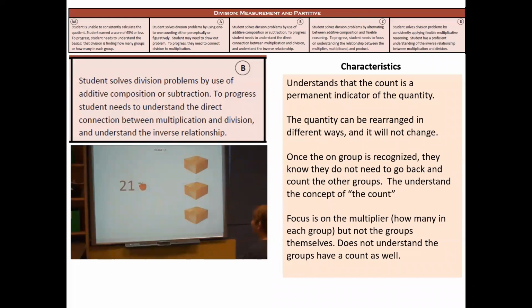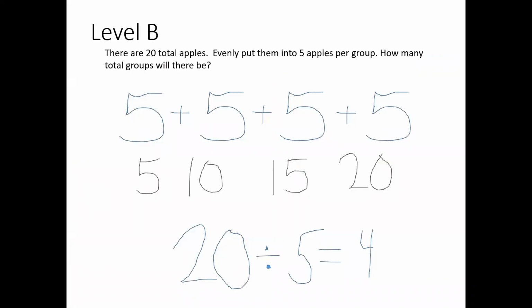Okay, and that's what level B looks like. And again, a student who's functioning at level B, when they're given 20 total apples, you can put them into 5 apples per group. How many will there be? They'll either go 5 plus 5 plus 5 plus 5, or 5, 10, 15, 20. And then they'll write the equation last. So again, the equation is not the beginning step; coordinating the groups and numbering each group is.